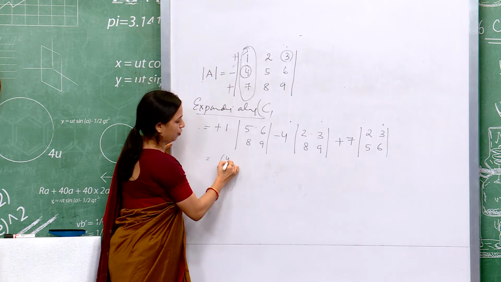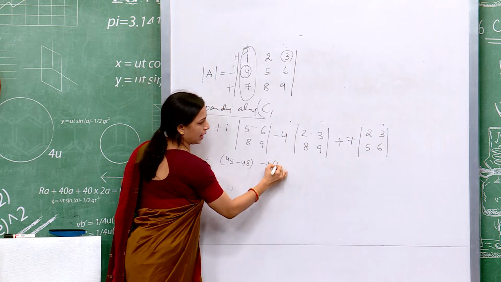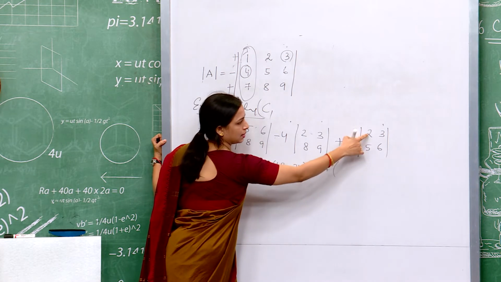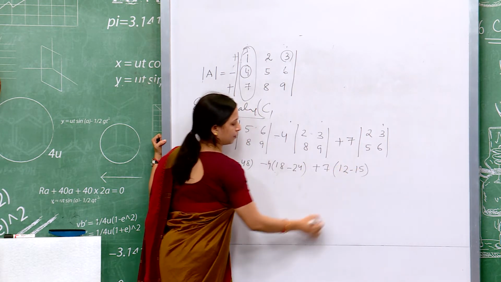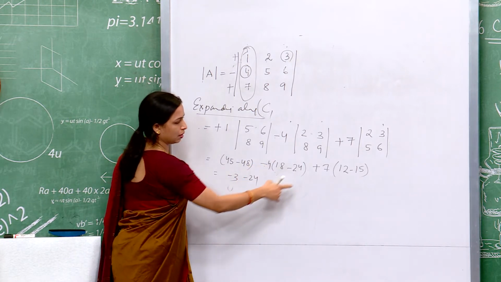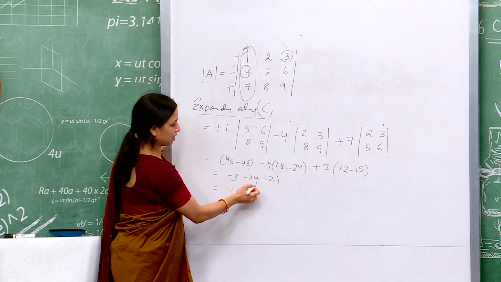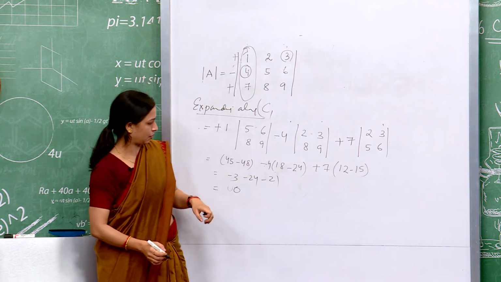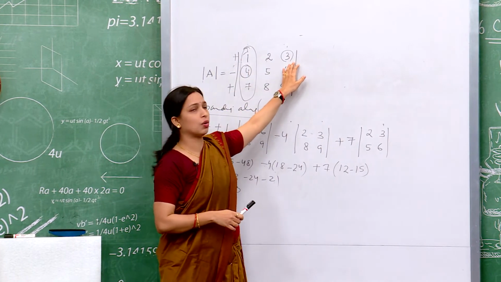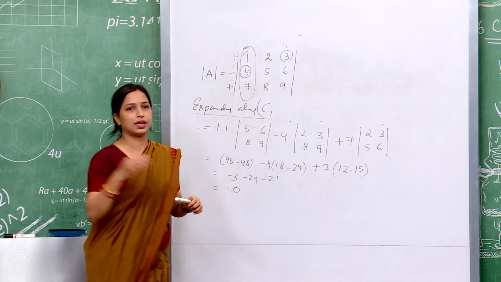Now simple, how we find out the value of the second order determinant. So we get 45 minus 48, this is 18 minus 24 plus this is 12 minus 15. So we get minus 3. Minus 4 minus 6 is minus 24. This 7 into minus 3 is minus 21. So what is the resultant answer? The resultant is 0 again. Right? So that is the value of the determinant. So whether we expand it along R1 or column 1, the resultant will be the same. Right? Okay. Now let's get back to the slide.